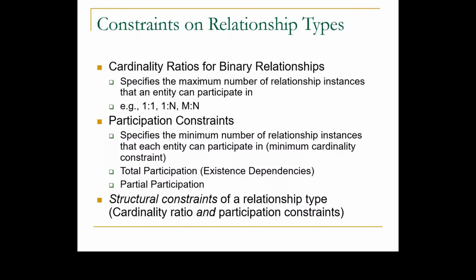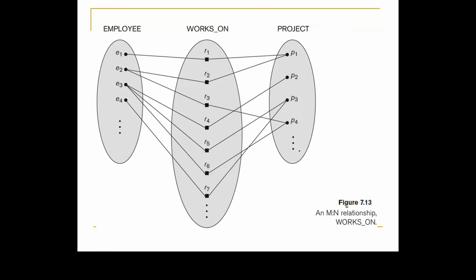Now, the cardinality ratio for a binary relationship specifies the maximum number of relationship instances that an entity can participate in: 1:1, 1:n, m:n. Participation constraints specify the minimum number of relationship instances that each entity can participate in: total participation, partial participation. If all employees participate in some relationship, we call that total participation. And then we have something called the structural constraint of a relationship type. Cardinality ratio and participation constraint together are called the structural constraint.